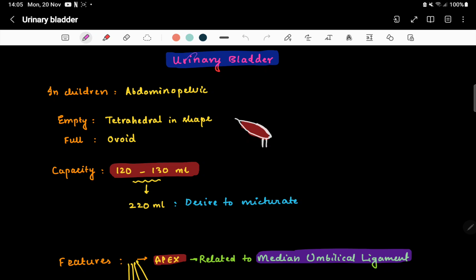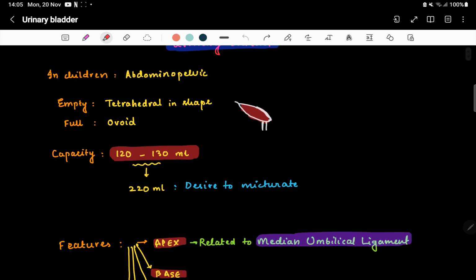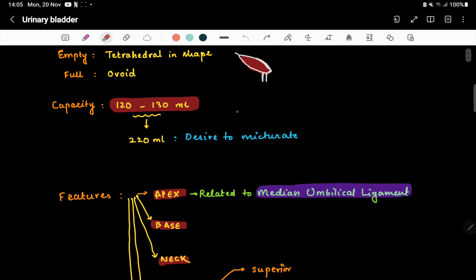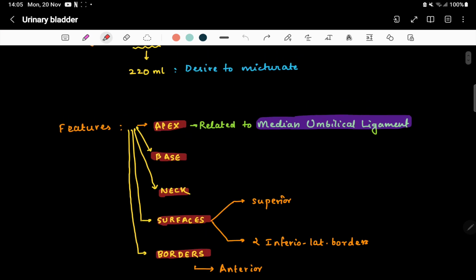Let's talk about the urinary bladder now. In children the urinary bladder is abdominopelvic. When empty it is tetrahedral in shape, and when full it is ovoid. Capacity is 120 to 130 ml. If the bladder is filled with more than 220 ml of fluid, then you have the desire to micturate.